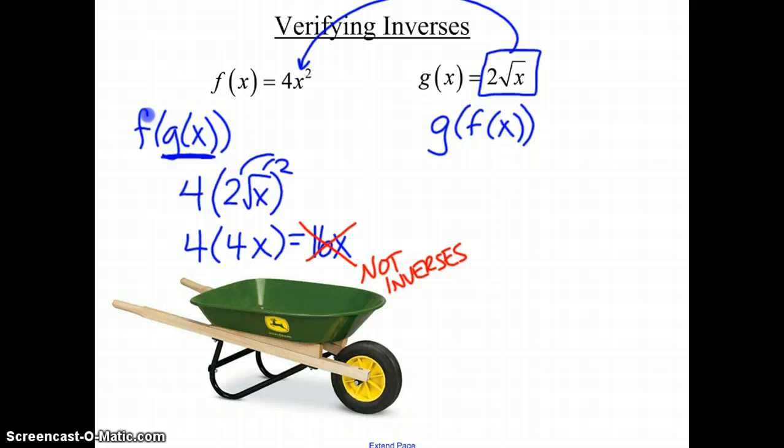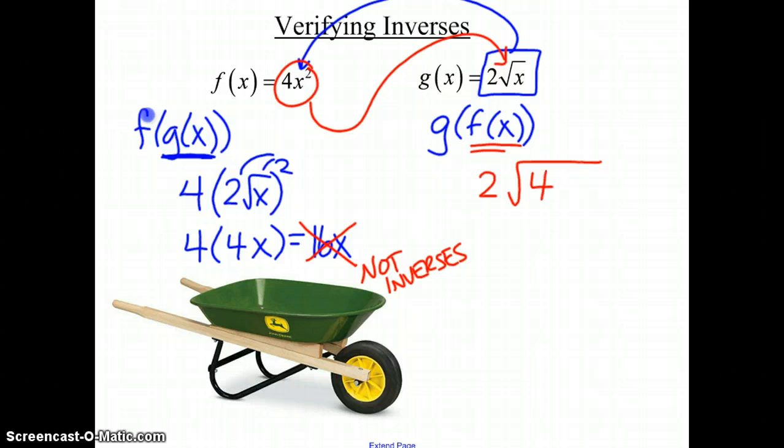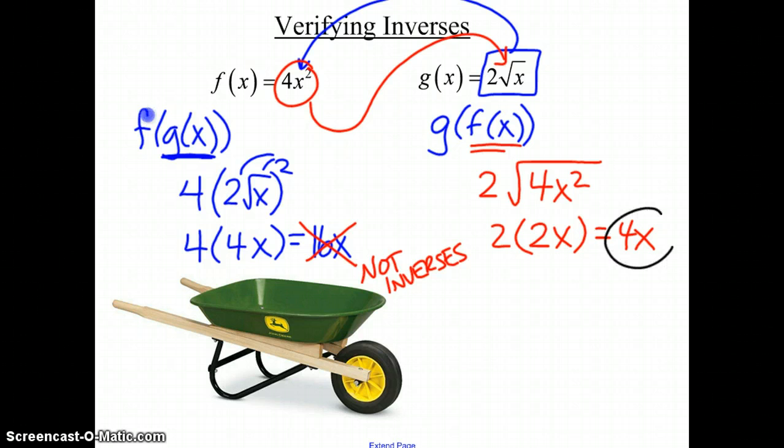However, I don't like to leave a problem unfinished, so I'm just going to check it over here. F of x, plug it into g of x, so I get 2 times the square root of 4x squared. Square root of 4 is 2, square root of x squared is x, times 2 gives me 4x. Wait a minute, I know that if they're inverses, I'll end up with only an x. This is 4x, so again, not inverses.